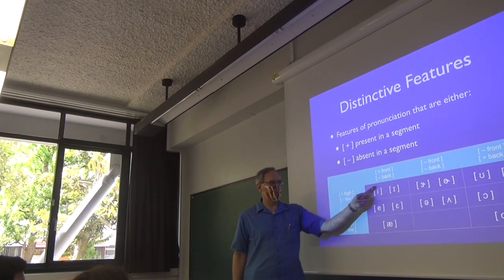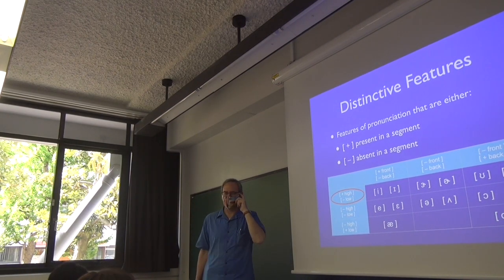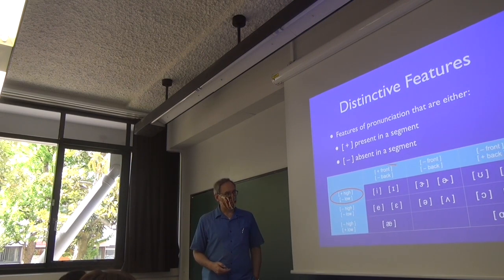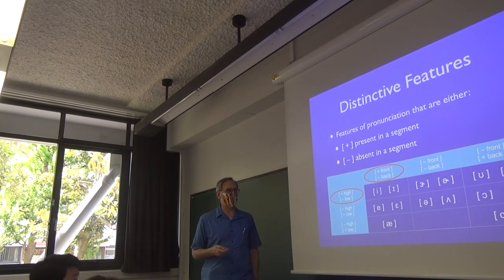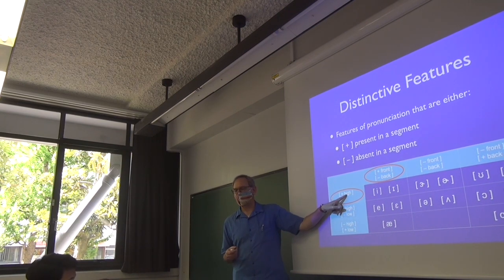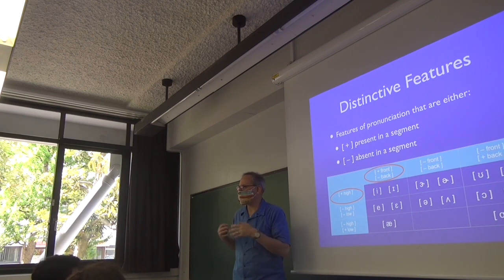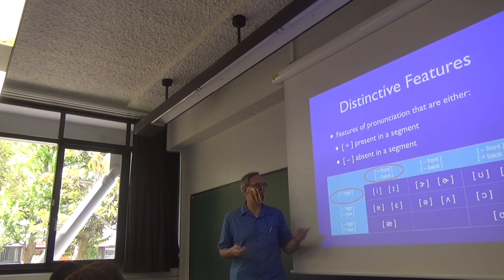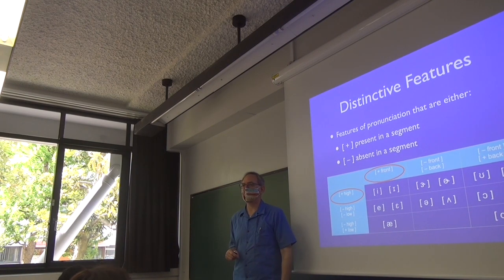plus high and minus low, and those that are plus front and minus back. Now, all segments that are plus front must be minus back. So it's not necessary to include, sorry, I did the low first. If you're plus high, it's not necessary to specify minus low. Plus high is enough. That automatically means minus low. And likewise, if you're plus front, that automatically means minus back.